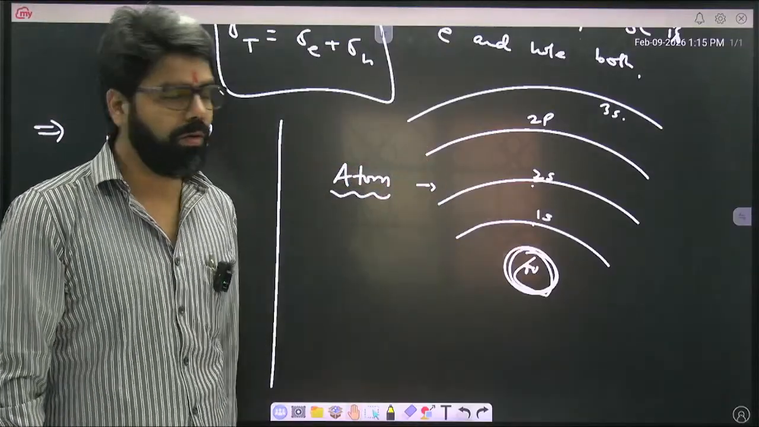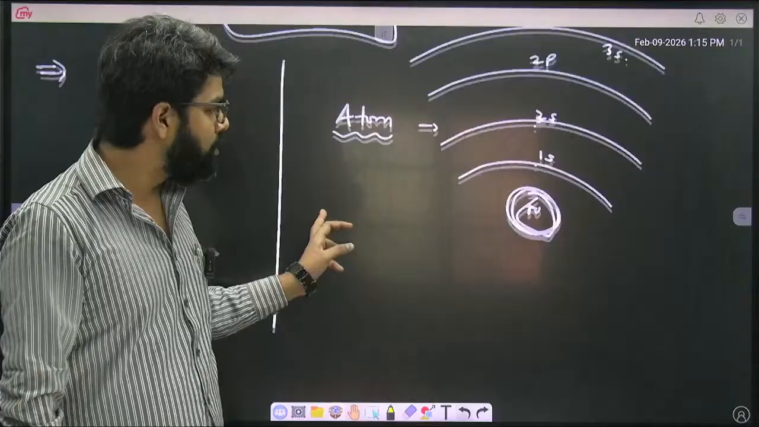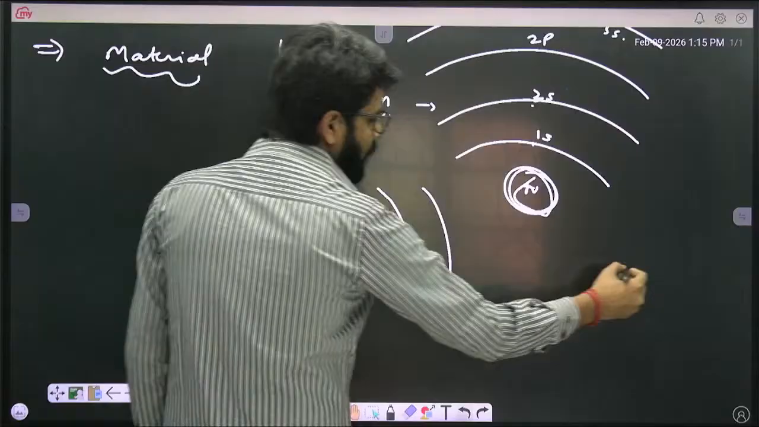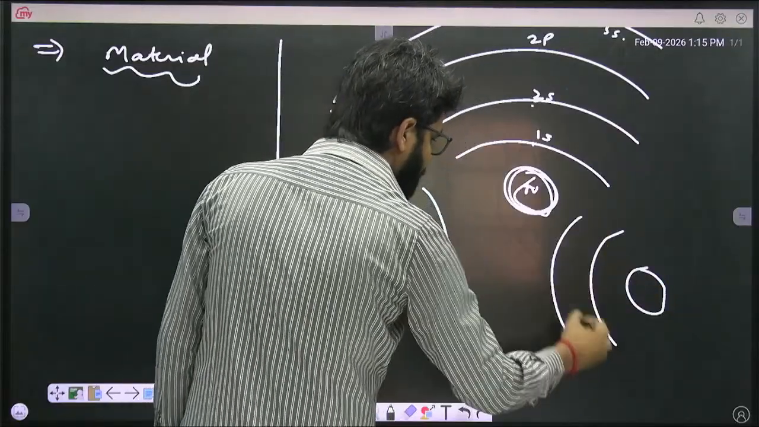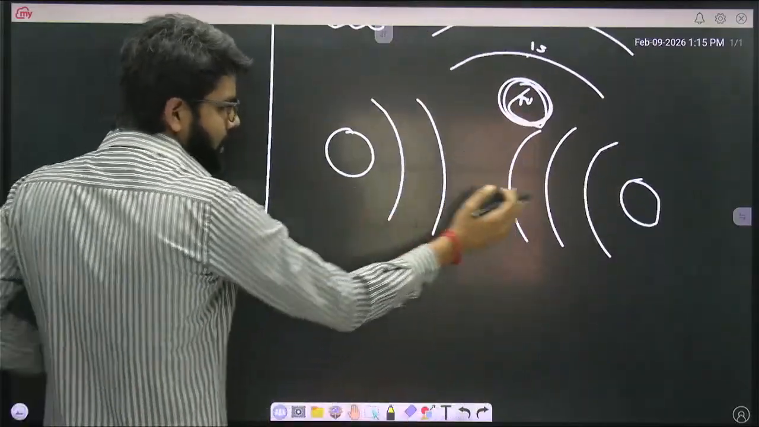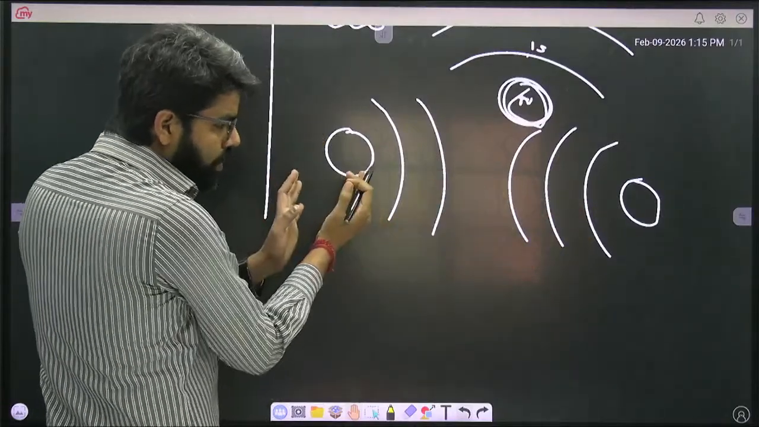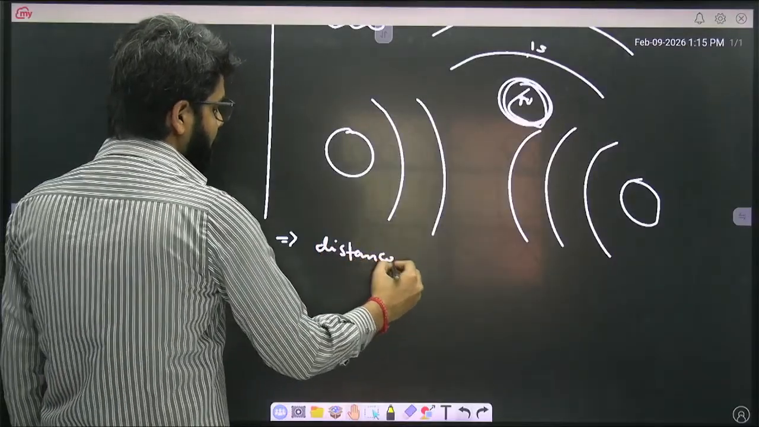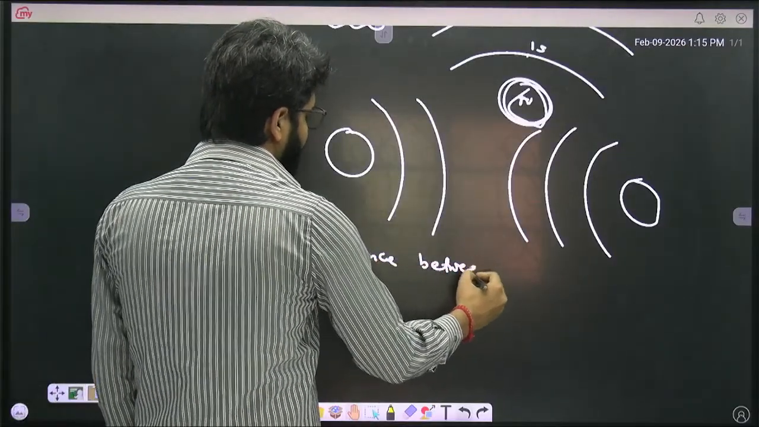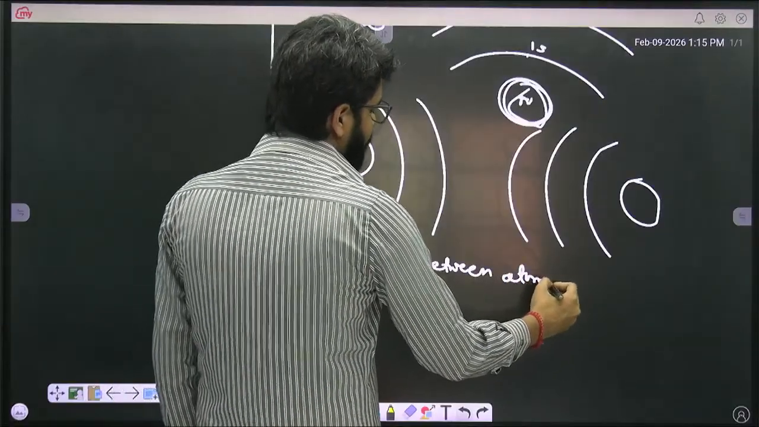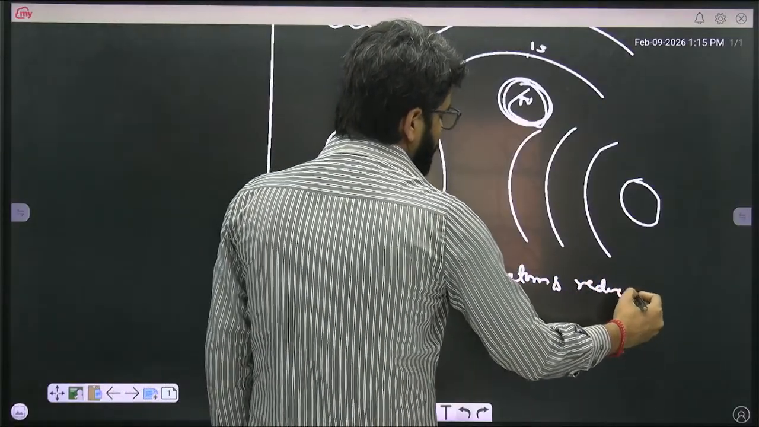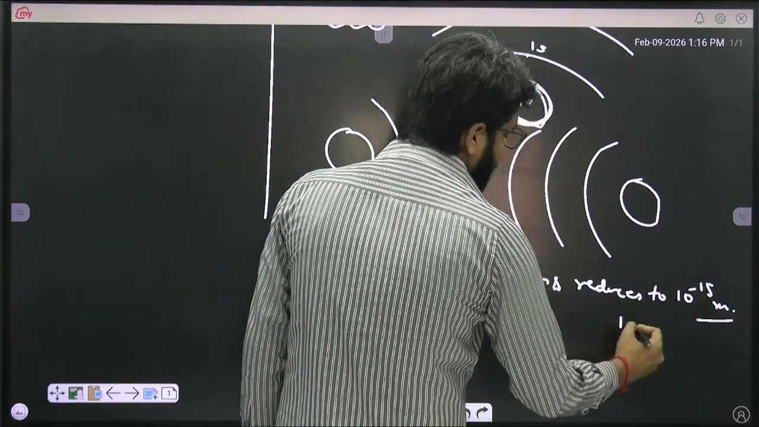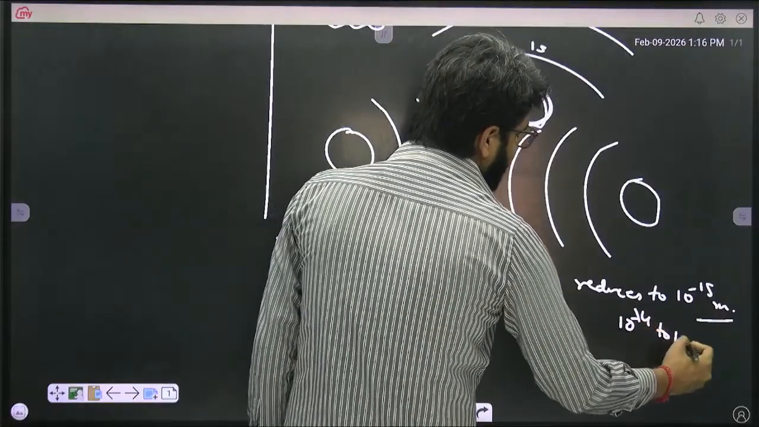But when two atoms come together, suppose we have this atom with these energy levels, and another atom with these energy levels, what happens when these two come closer? When they come closer, the distance between atoms reduces to approximately 10 to the power minus 14 to minus 15 meter.